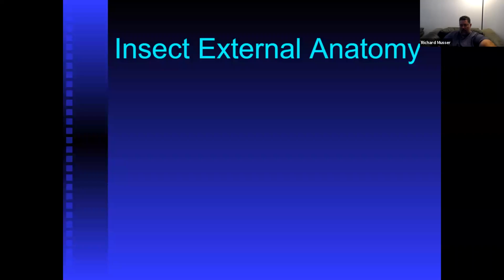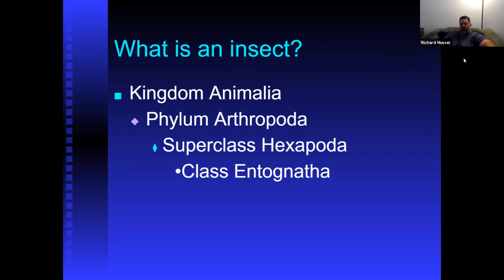All right, so now we're going to talk about insect anatomy. Obviously, we've already kind of hit on what insects are to some degree, that they are a type of animal. I've actually run across people that are very educated but don't realize they're an animal, just like we are animals.